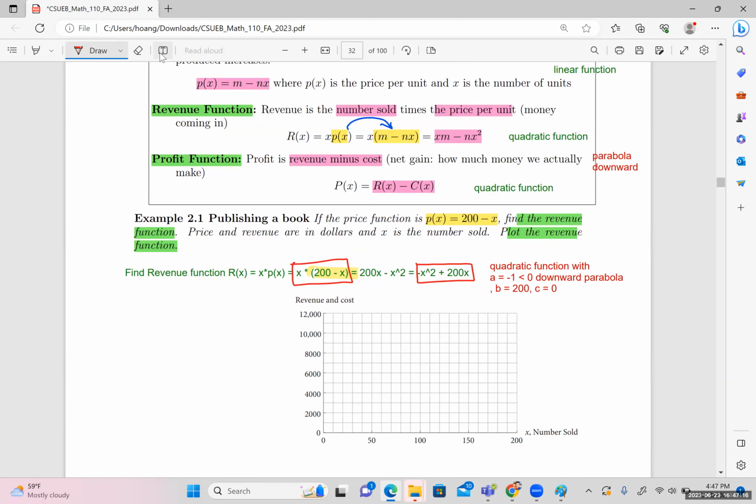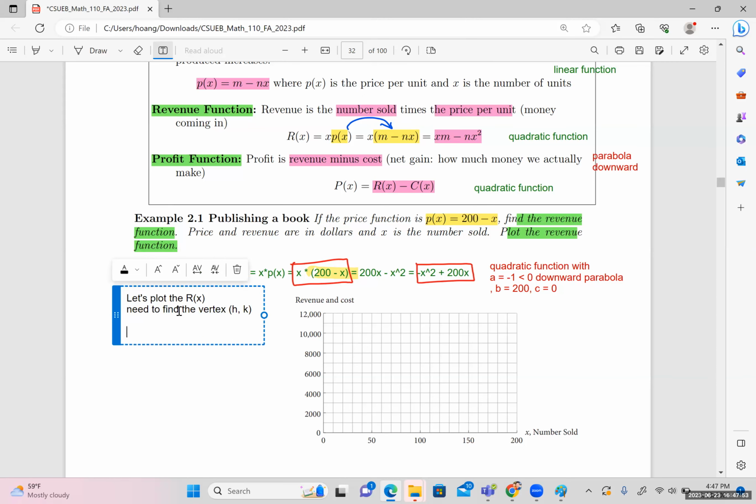Okay, since we want to plot the revenue function, let's plot. Let me use this one. We need to find the vertex, which is h comma k.